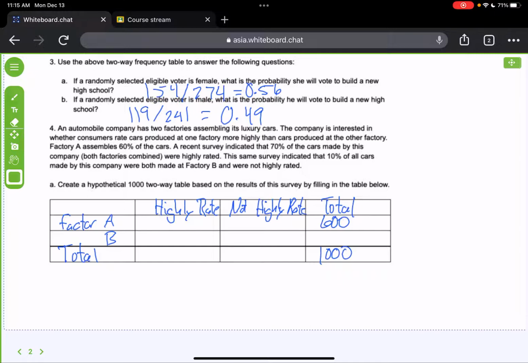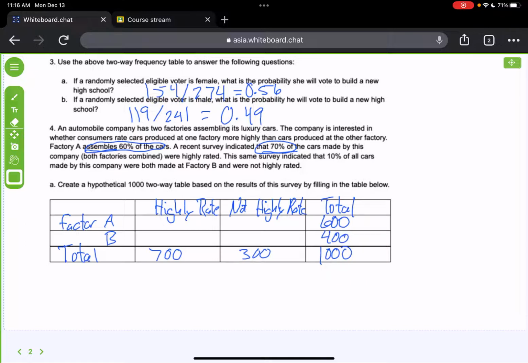We got that information right here. Now, a recent survey indicated that 70% of the cars made by this company, which means at both factories, were highly rated. So 70% are highly rated. So that's going to go down here as 700. Okay, now we can go ahead and fill this in. This is going to be 300 and this is going to be 400.